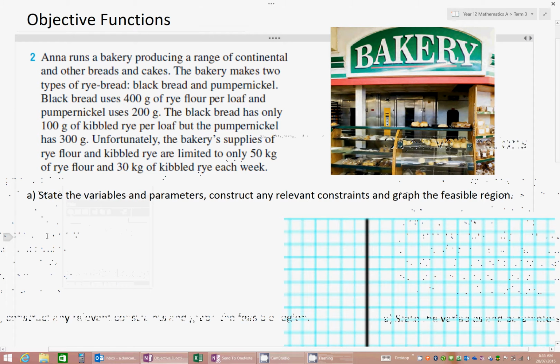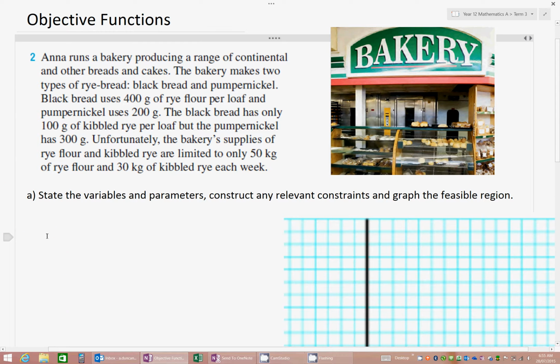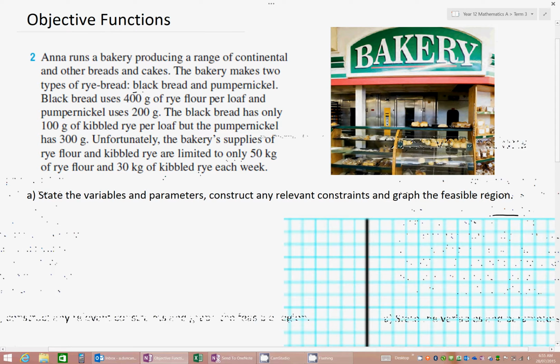Having a look at objective functions. So we've got a problem dealing with a bakery. Anna runs a bakery producing a range of continental and other breads and cakes. The bakery makes 2 types of bread. So it makes black bread and pumpernickel.